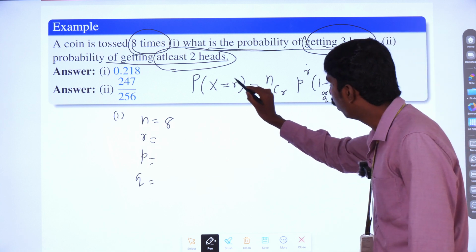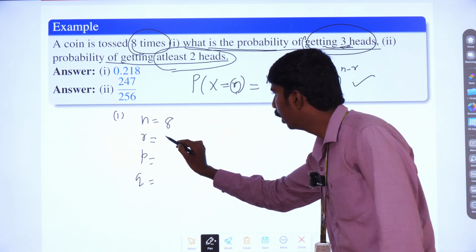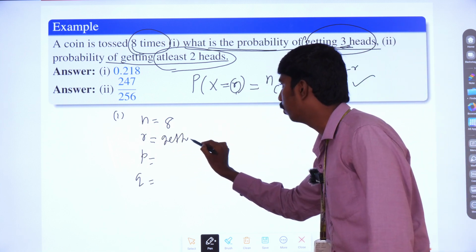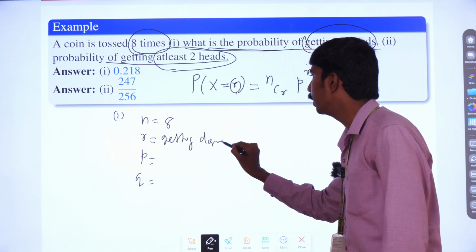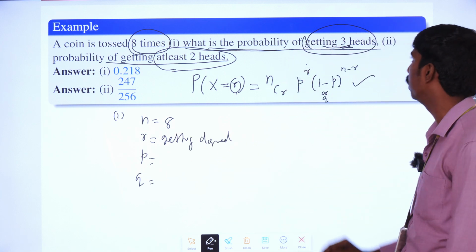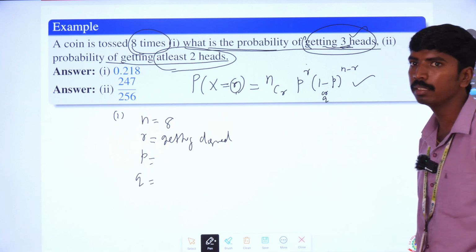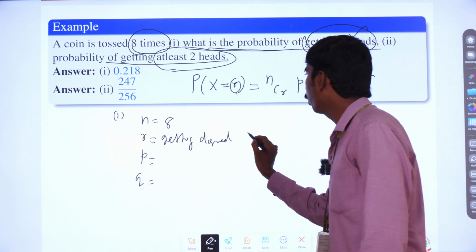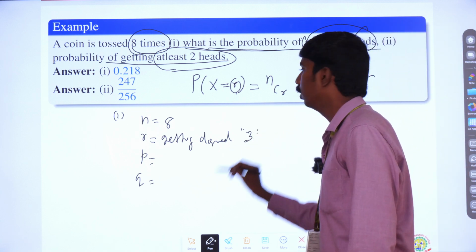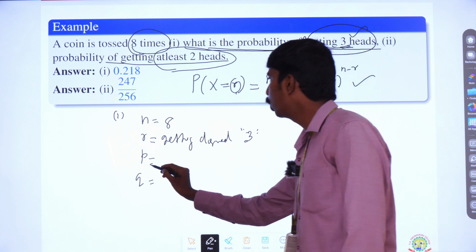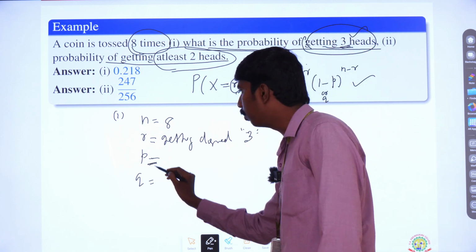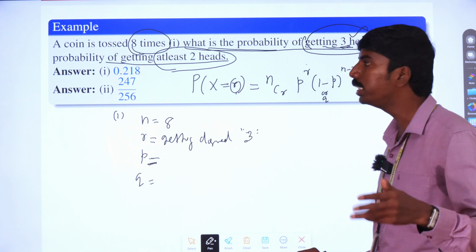I told you already, r is your desired outcome. What is the desired outcome in this problem? Getting 3 heads. Therefore r is 3, so you need to get 3 outcomes. And p is the probability of success in a single trial.